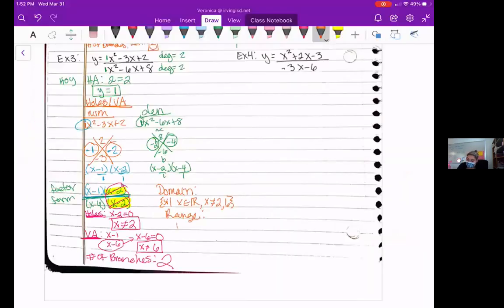So range is y, where y is an element of all real numbers except y cannot equal 1, which was our horizontal asymptote. So really for your range, you just have to figure out, is it going to cross your horizontal asymptote or not? If it crosses it, then it doesn't matter that it's an asymptote, it's still going to be part of the range because it touches it at least one time. If it doesn't touch it at all, then you exclude it. It's not part of the range.